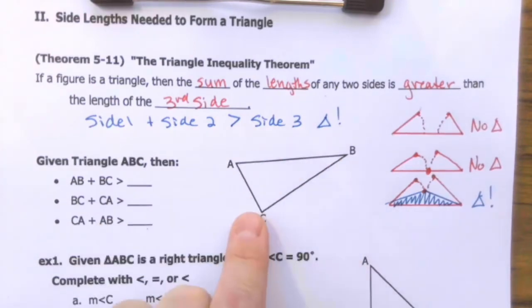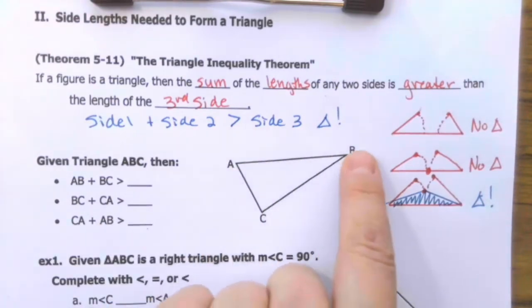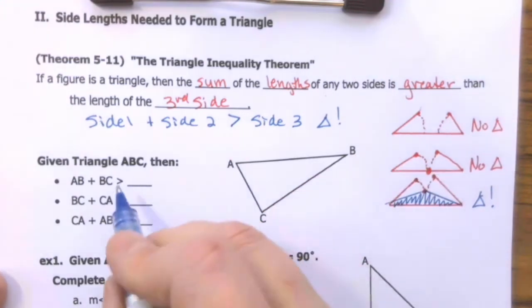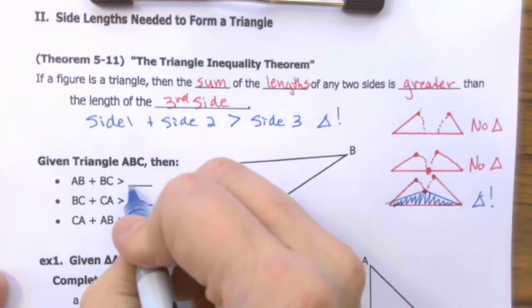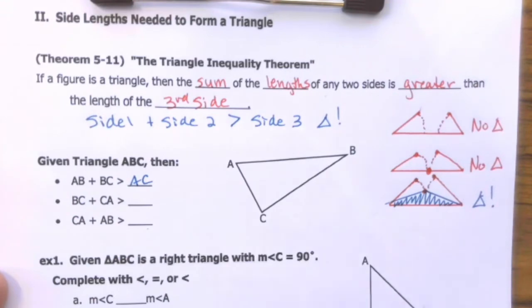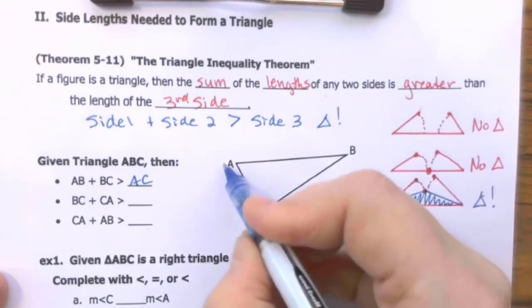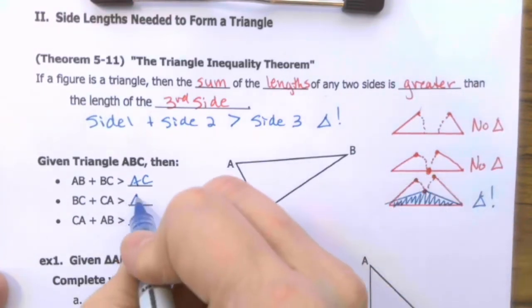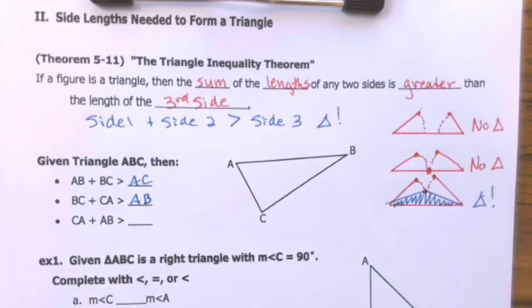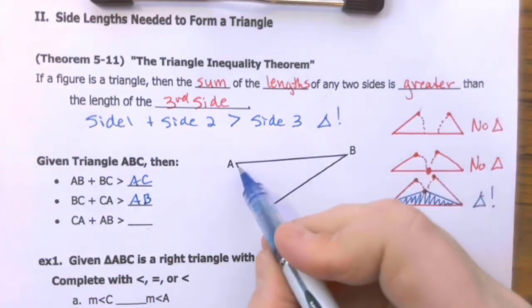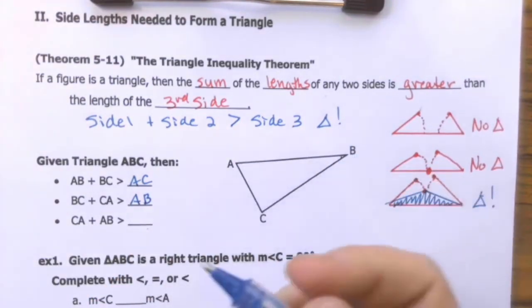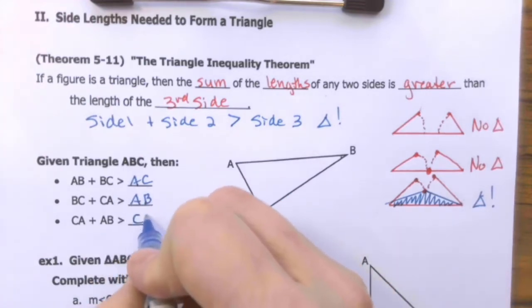So using this triangle, AB plus BC, those two added together have to be greater than the third side, which is AC. BC plus CA have to be greater than the third side, which is AB. And CA plus AB has to be greater than the third side, which is CB.